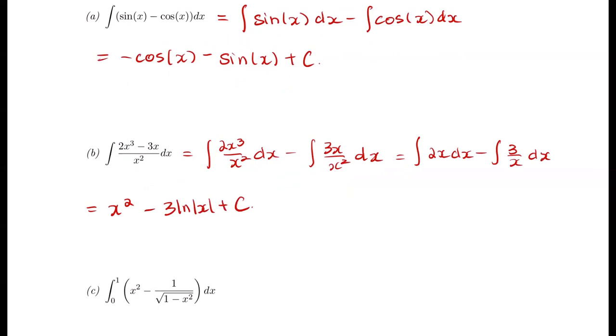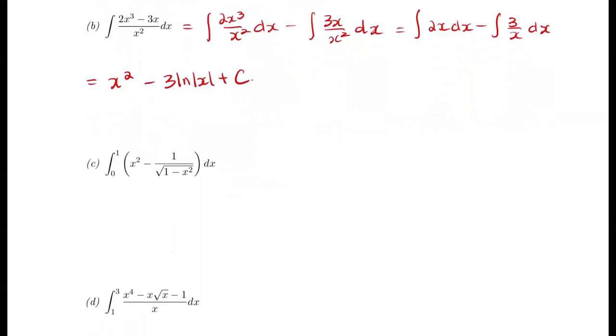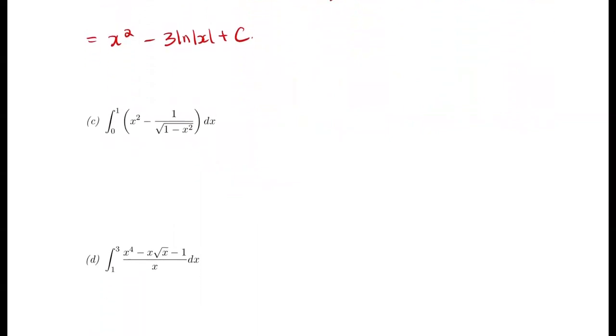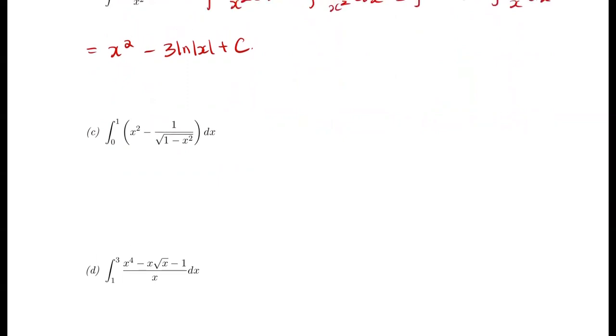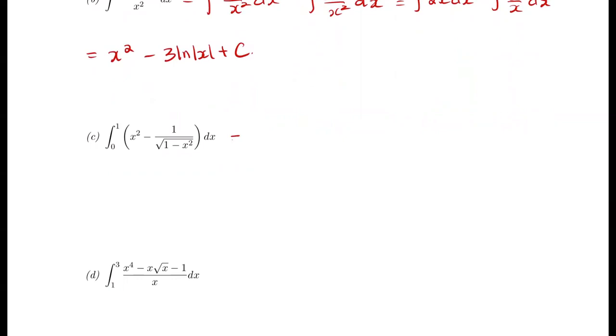As for the third one, we have a definite integral this time. This one will need us to use the fundamental theorem of calculus part 2 to evaluate. First of all, separating the function into two separate functions, we could also subtract the integral from 0 to 1 of 1 divided by 1 minus x squared dx.